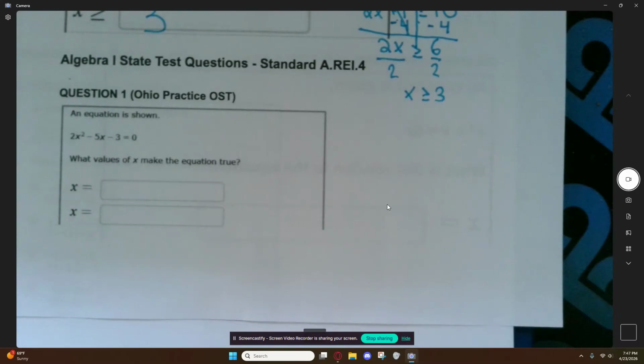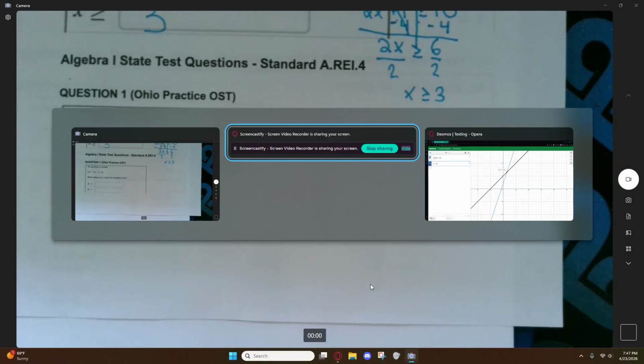Let's hop right in. Question 1, the equation is shown. What values of x make the equation true? This is typically a question where they would want you to factor to figure out the answer. However, you can have Desmos do all the heavy lifting for you. We're going to go over how to do that.